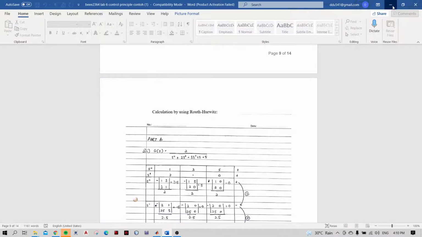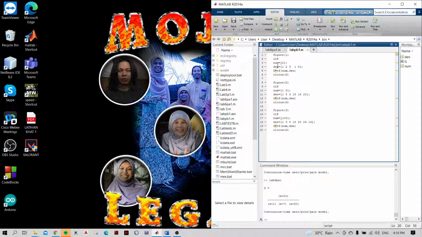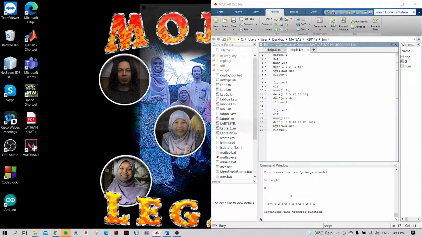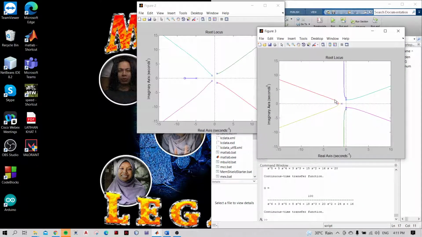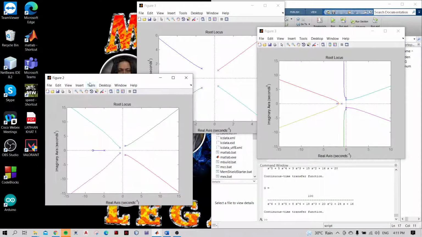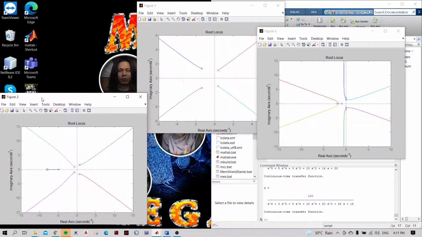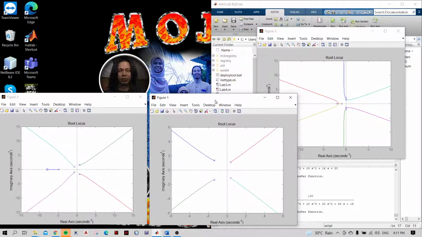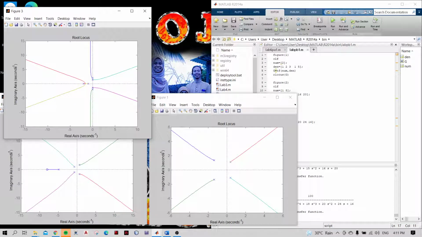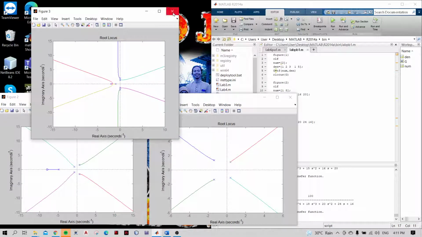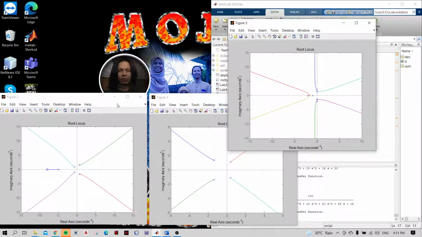Now I'm going to show you the coding, but I put all together so it will be easier for me to see all the graphs. It will pop up all together. This is figure 3 for the third transfer function, this is figure 2 for the second transfer function, and this is figure 1 for the first transfer function. Figure 3, figure 2, figure 1.